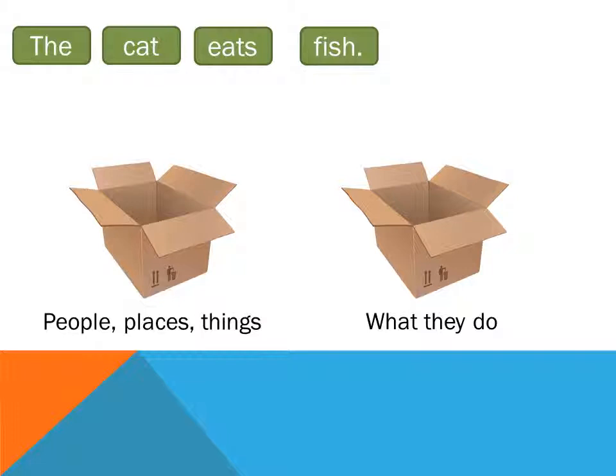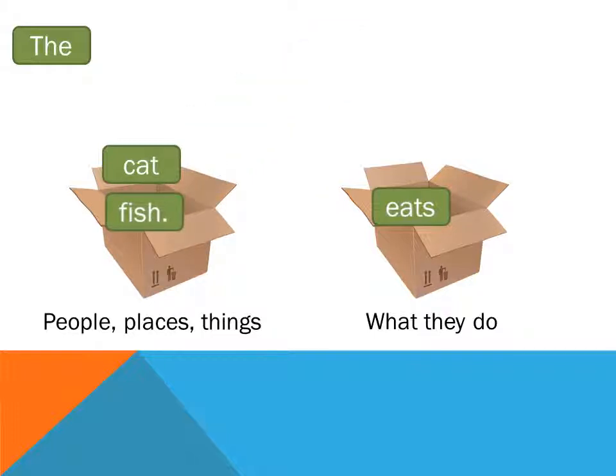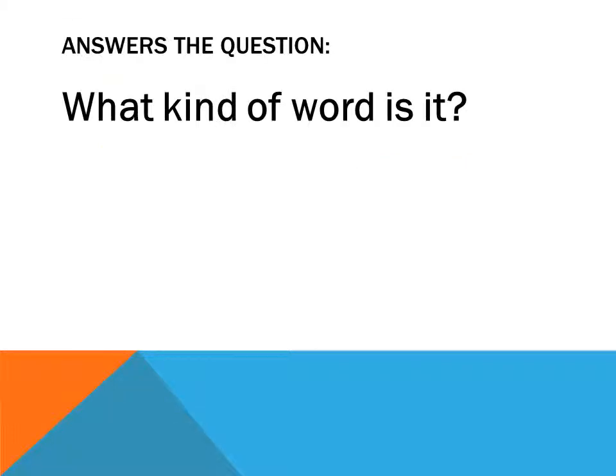The word cat is a thing, so we put it in that box. Eats is what they do, so we put it in a different box. Fish, it's another thing. So the things like cat and fish go in the same box. They are the same kind of part of speech. Eats is a different kind of word. It's what they do. A part of speech answers the question, what kind of word is it?